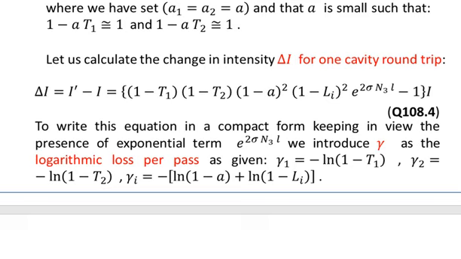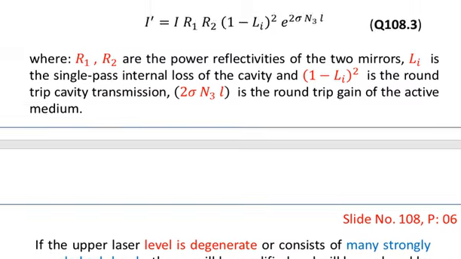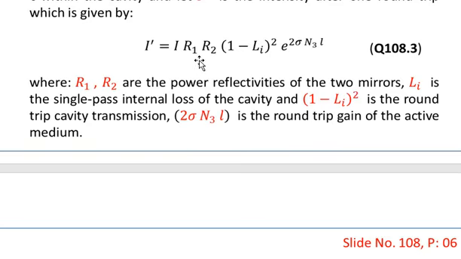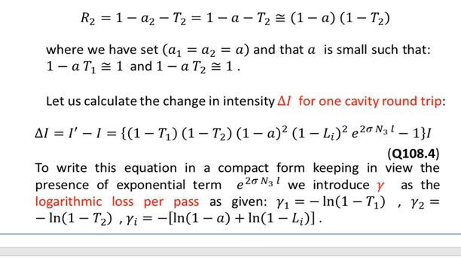And you know that in writing equation number 4, we have used R1 and R2 in the expressions over here in equation number 3. So we have used the values of R1 and R2 in these equations, and then we have made the subtraction. You see that we have capital I outside the curly bracket on the right hand side. So this expression gives you the change in intensity after one cavity round trip.